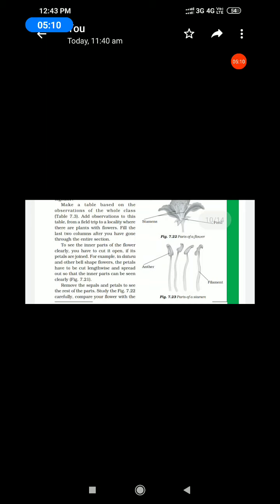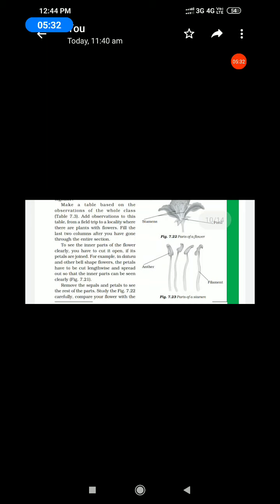Next, picture 7.21. A bell-shaped flower. See your book, page number 61. Bell-shaped flower. See the picture. Remove the sepals and petals.